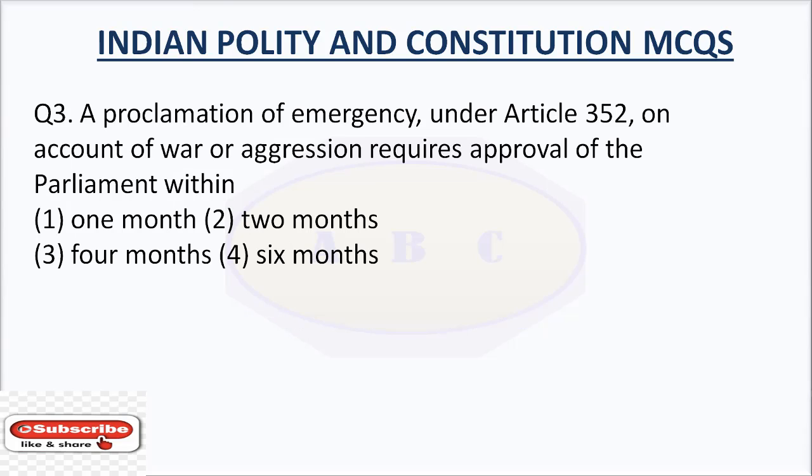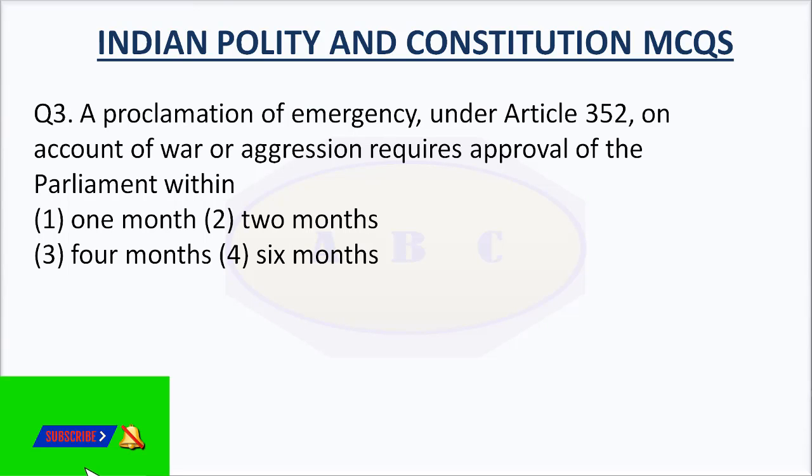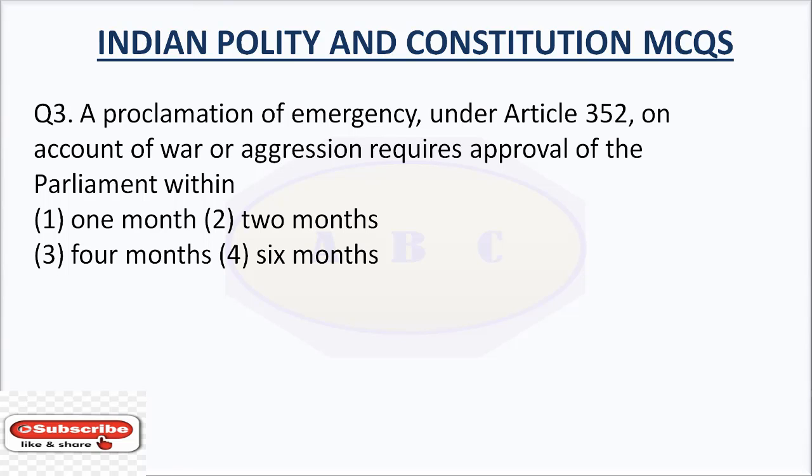Question number 3. A proclamation of emergency under Article 352 on account of war or aggression requires approval of the Parliament within option number 1, 1 month, option number 2, 2 months, option number 3, 4 months, option number 4, 6 months. The right answer is 1 month.